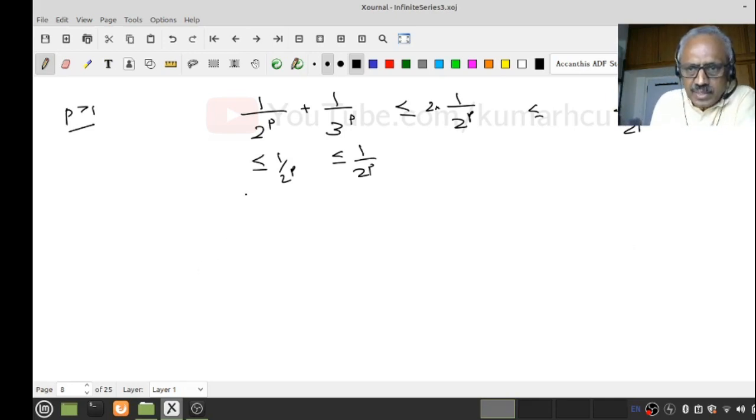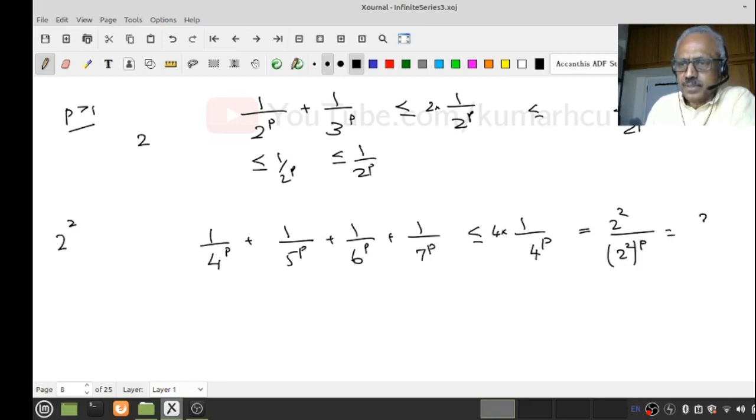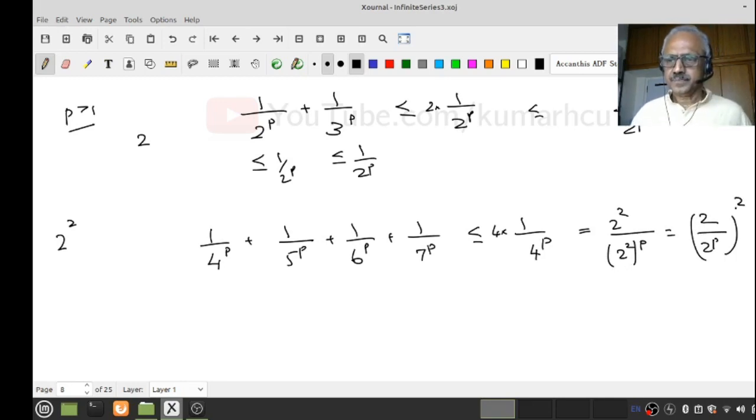Now let's look at the next. So this is 2 terms. Now I will take 2 squared terms: 1 upon 4 to the power p plus 1 upon 5 to the power p, 1 upon 6 to the power p plus 1 upon 7 to the power p. So each one of the terms will be less than or equal to 1 upon 4 to the power p. How many terms are there? 4 terms are there, that is 2 squared. So this is less than or equal to 2 squared by 4 to the power p, that is, 2 by 2 to the power p, squared. Are you following? This is 2 to the power p.